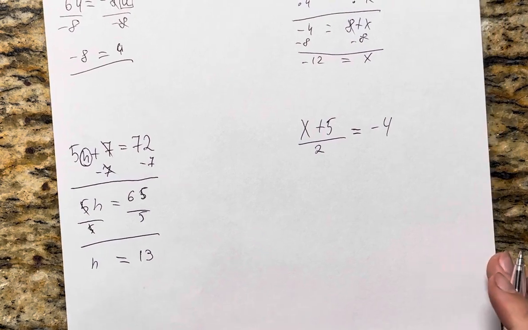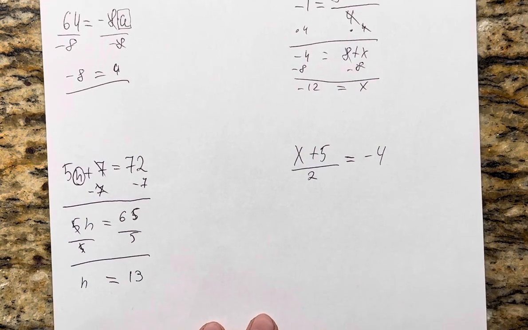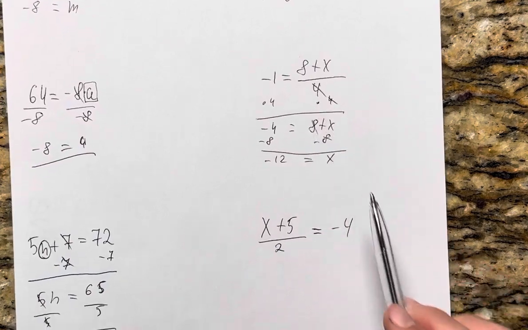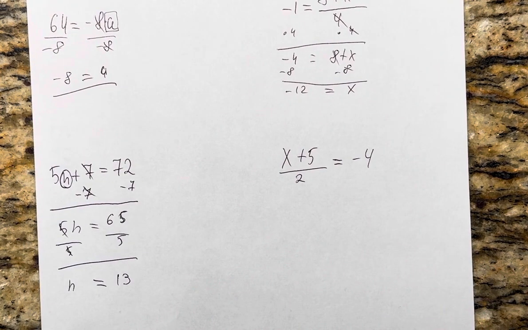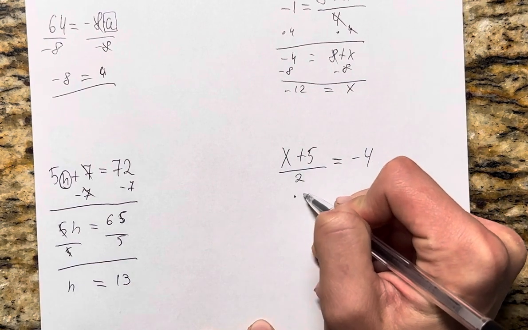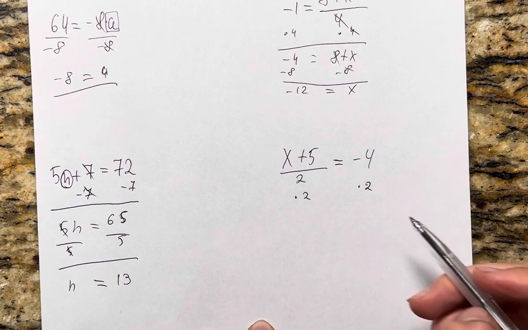Right, and last problem for today. X plus 5 divided by 2 equals negative 4. So, just as in this one, the first step in this equation will be to multiply each side by 2. For what? To get rid of this.